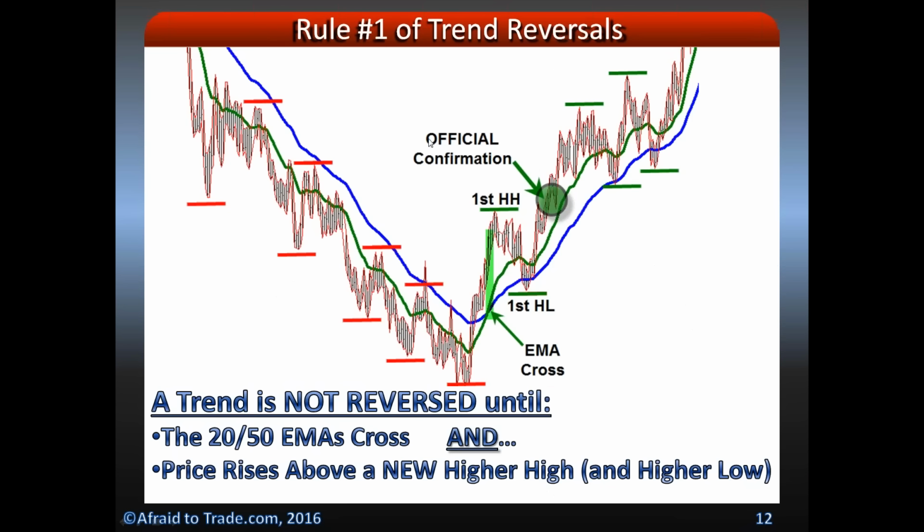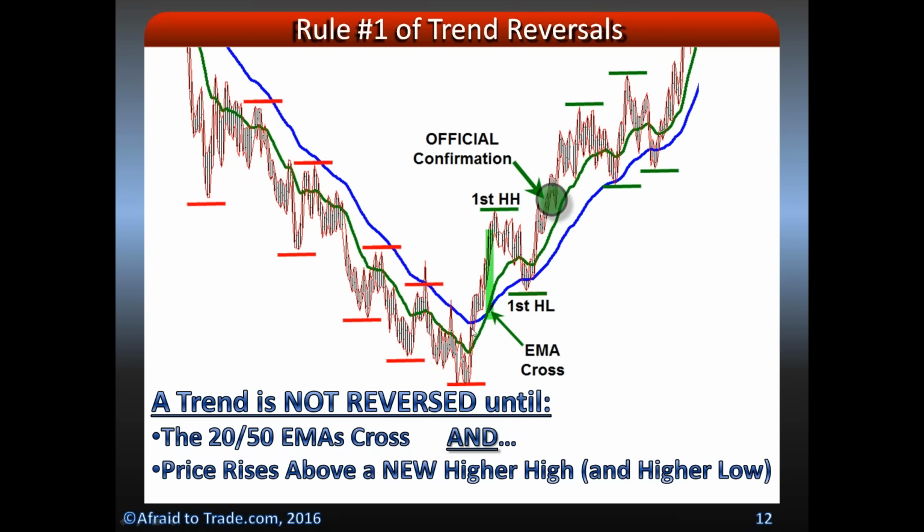Now, if we want to make this official, strategize and make it a system, make it into somewhat of a method, you would have this. If you're going to program this, or just write it out in your trading journal or trading plan, making it codified, making it official: a trend is not reversed until the 20 and 50 EMAs cross themselves and price rises above a new higher high. So this is the same little model we had otherwise.